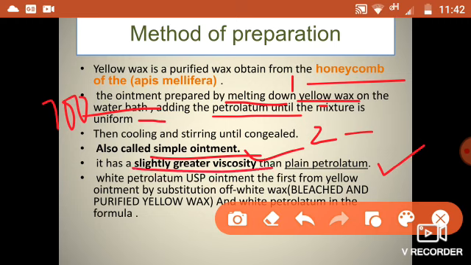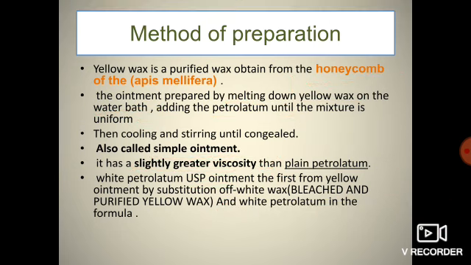White petrolatum USP ointment is the first yellow ointment with substitution of white wax, bleached and purified yellow wax, and white petrolatum in the formula. White petrolatum, where do you obtain it from? From yellow ointment by substitution of white wax, bleached and purified yellow wax, and white petrolatum in the formula. You can also convert the yellow ointment into white ointment by bleaching and purifying the yellow wax, and white petrolatum added into the formula of white petrolatum USP.